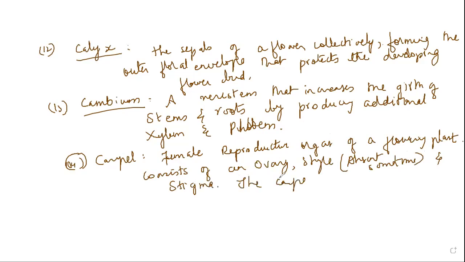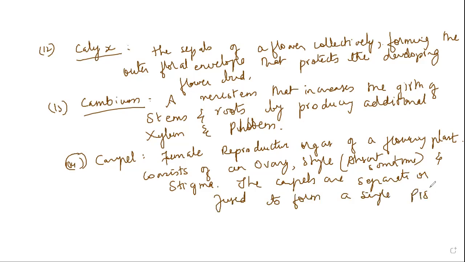The carpels are separate, or they are fused to form a single pistil. This is nothing but carpels. I repeat, carpels are nothing but the female reproductive organ of a flowering plant. It consists of ovary, style, the style is sometimes absent, and stigma is present. The carpels are separate or they are fused to form a single pistil. Now, a very important definition comes here.